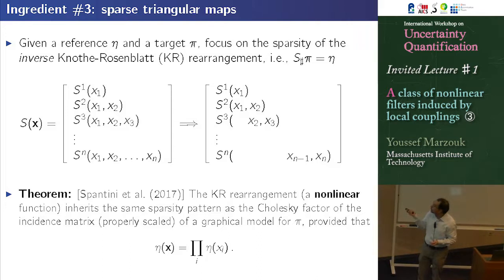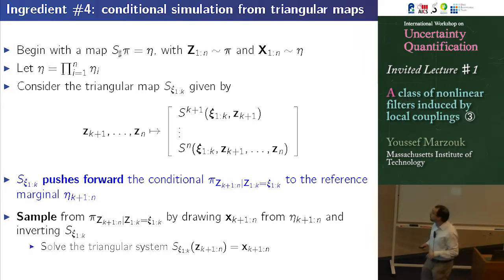Okay, so 2 more ingredients, and then we'll put everything together. The fourth ingredient says, okay, what is useful about this triangular structure? This triangular structure, other than the fact that we can relate it to sparsity, is actually going to let us do things like simulate from conditionals of interest. So now let me describe that as follows. Suppose I have some map S that takes samples from pi and pushes them forward to eta, and eta is my standard Gaussian. I'm just going to use z to denote the samples from pi and x to denote the random variable distributed according to eta.